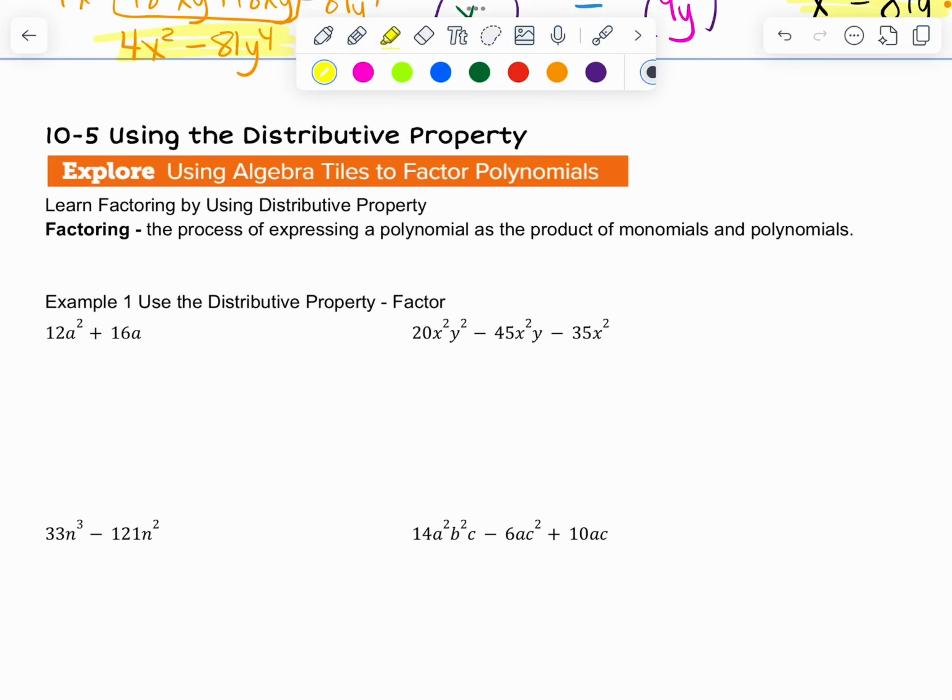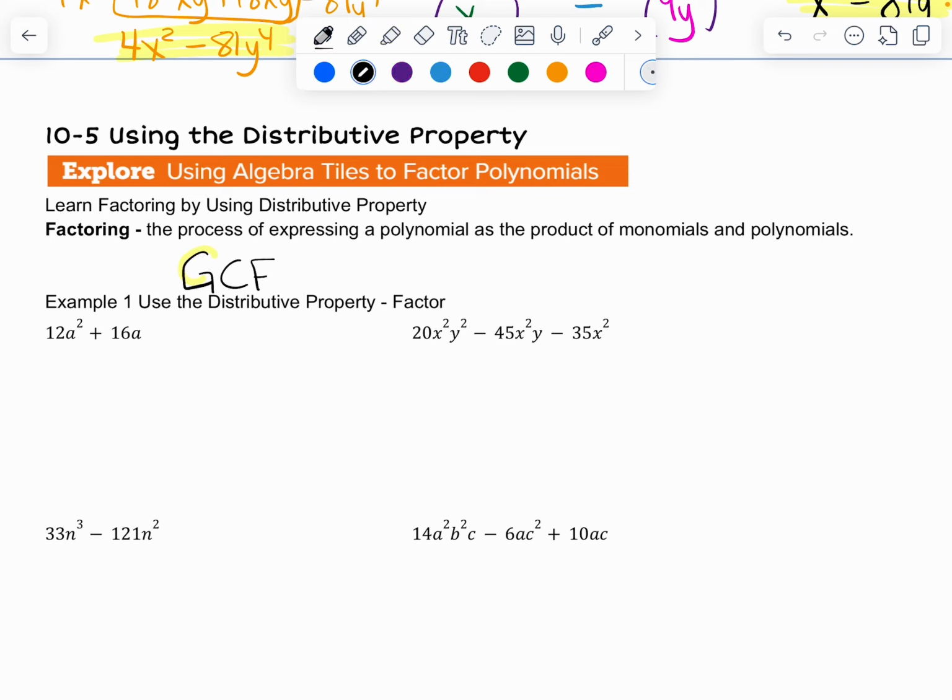So we're going to be using the distributive property. A lot of people call this the backwards distributive property. What we're doing is, instead of multiplying these things, we're going to be taking it backwards and factoring it. Factoring means the process of expressing a polynomial as a product of a monomial and polynomials.